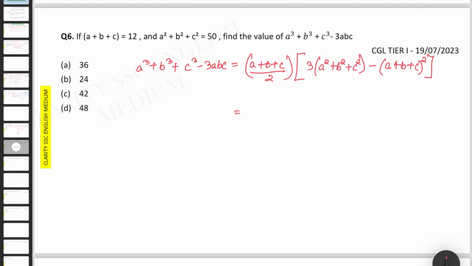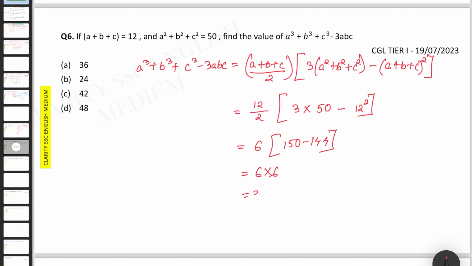What will be the value of a plus b plus c? It's obviously 12. And thrice a square plus b square plus c square is 150 minus what is the value of a plus b plus c? Again, it's 12 only, so 144. So 6 into (150 minus 144) is 6 into 6. Obviously, it's 36. 36 is the correct answer.